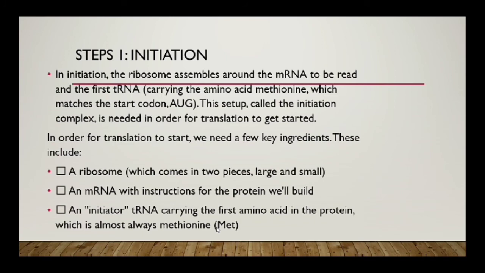In order for translation to start, we need a few key ingredients. These include the ribosome, which comes in two pieces, large and small; an mRNA, or the messenger RNA with instructions for the protein we will build; and an initiator tRNA carrying the first amino acid in the protein, which is almost always methionine.